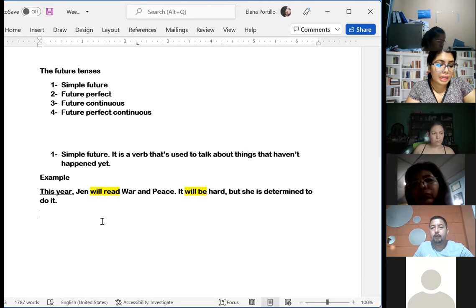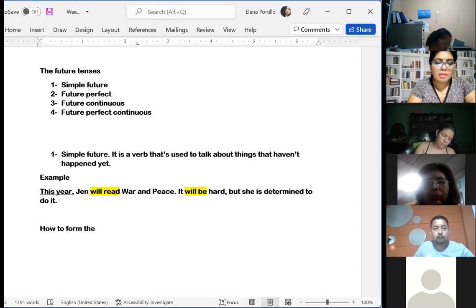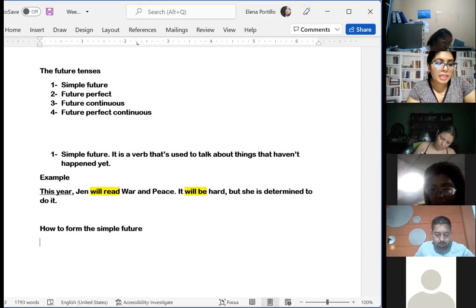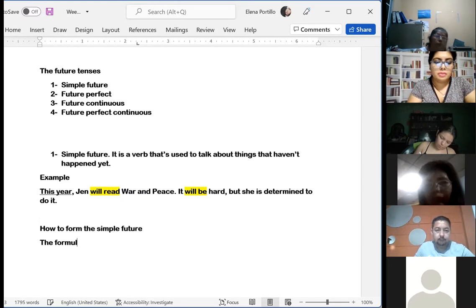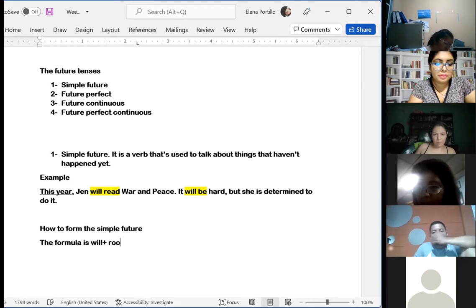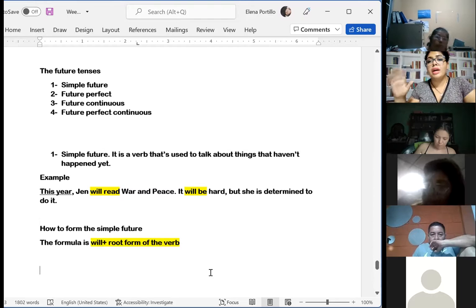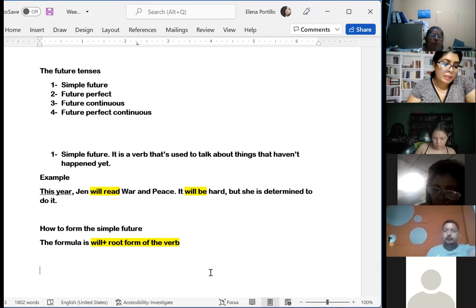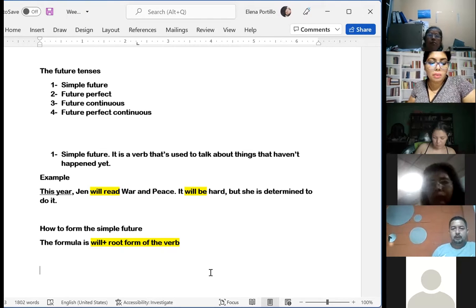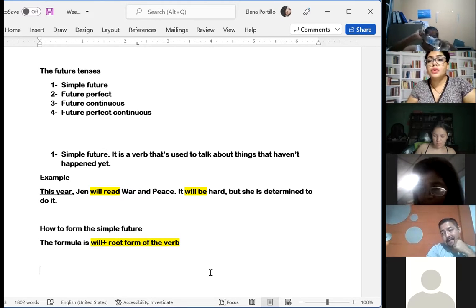But how to form the simple future? In this case, we have the structure. And the formula is will plus root form of the verb. So we are going to use the will and the root form of the verb without changes. It doesn't matter if the subject is singular or plural, the formula for the simple future doesn't change. In this case, we are not going to use the rules for the third person singular.